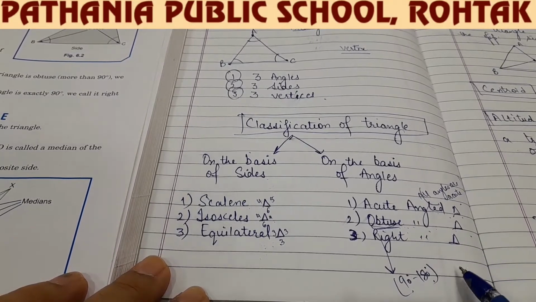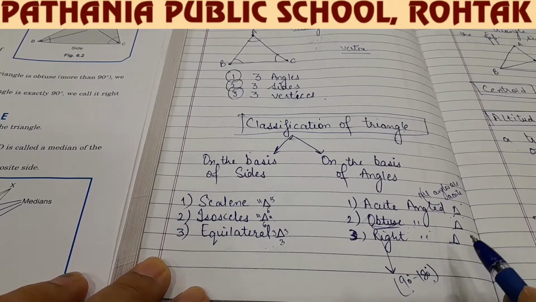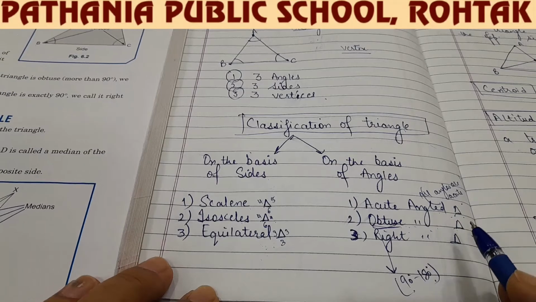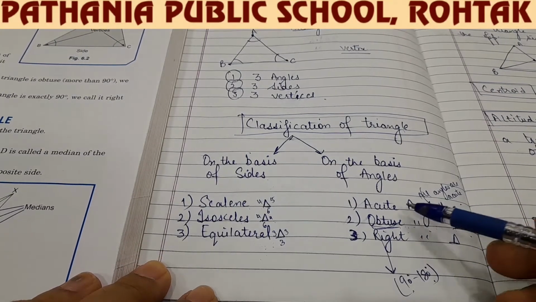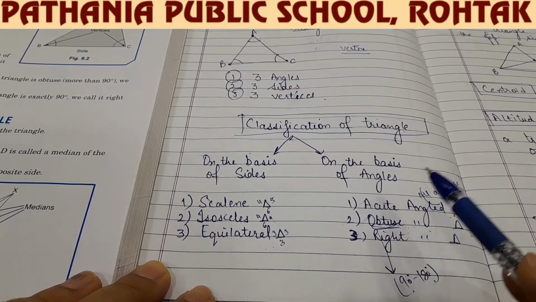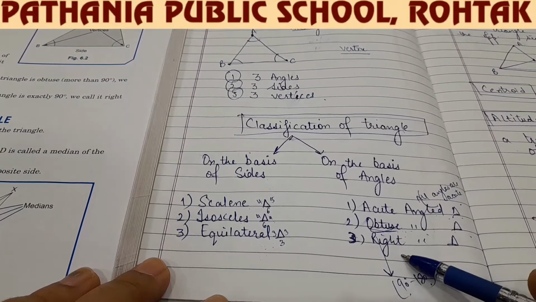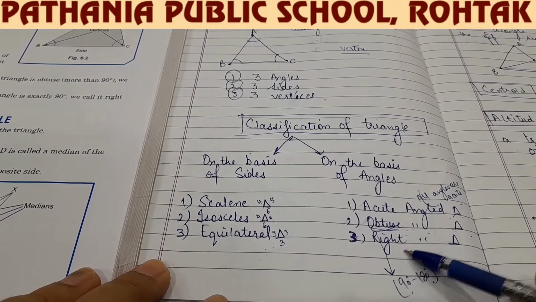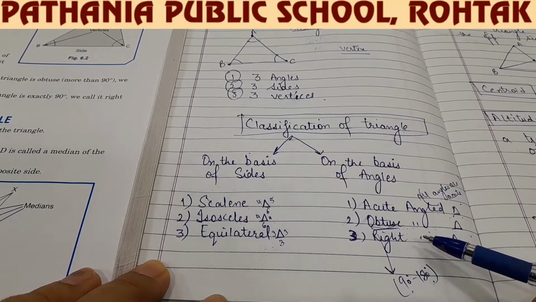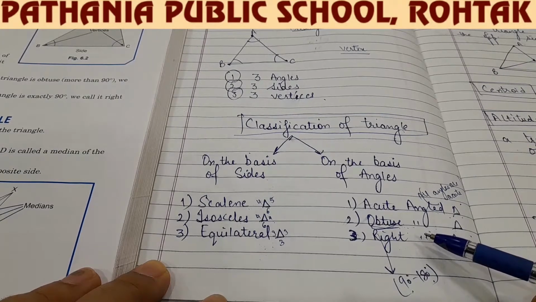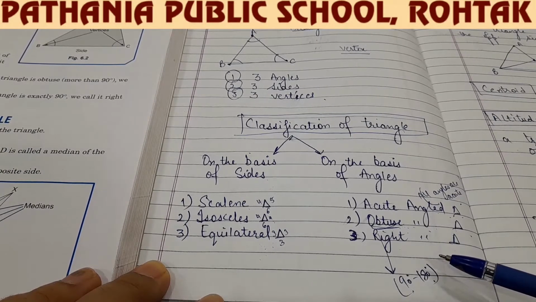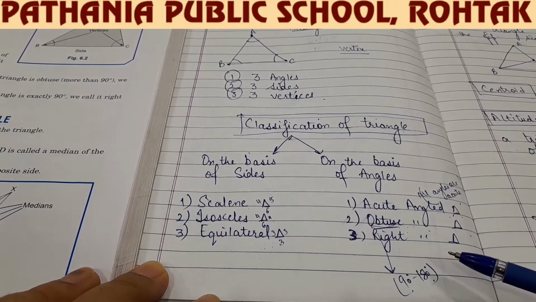Always remember one thing, in all the triangles, two angles are always acute. So in an acute triangle, all three will be acute. In an obtuse triangle, one will be obtuse and two will be acute. And in a right angle triangle, right angle means 90 degrees, so one angle is 90 and the remaining two are acute, means less than 90, because the sum of the angles of a triangle is always 180.